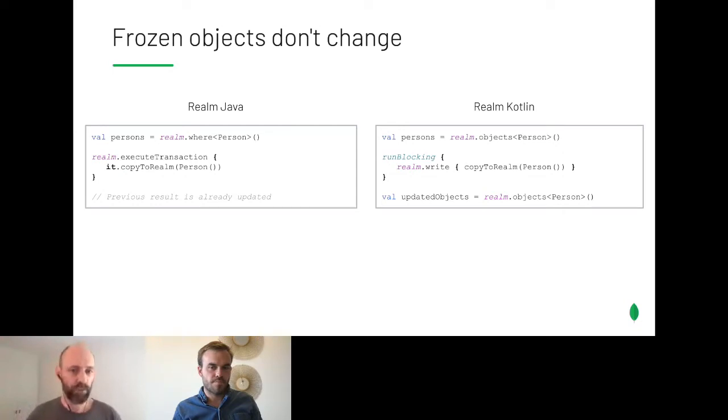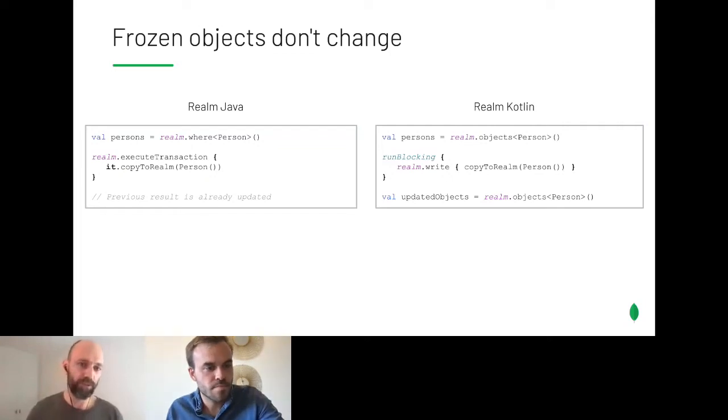In practice, we don't expect access to these different versions to be an issue, because the primary way of reacting to changes in Realm Kotlin will be listening for changes.